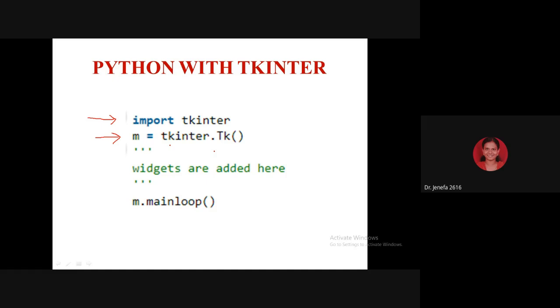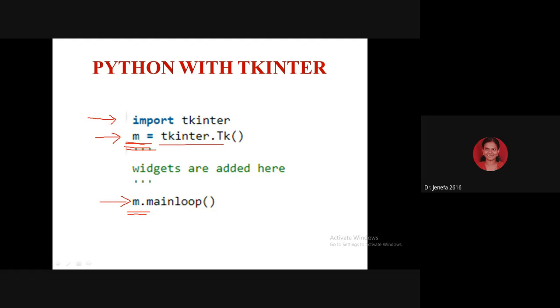We need to create an object for the main window. And then we need to call the mainloop() function with the object of the main window. So here we have created the m object for this main window. The object name is m. How do we create an object for a main window? That is m equal to tkinter.Tk().